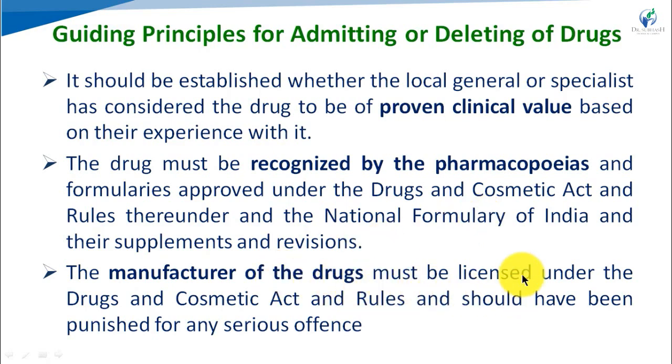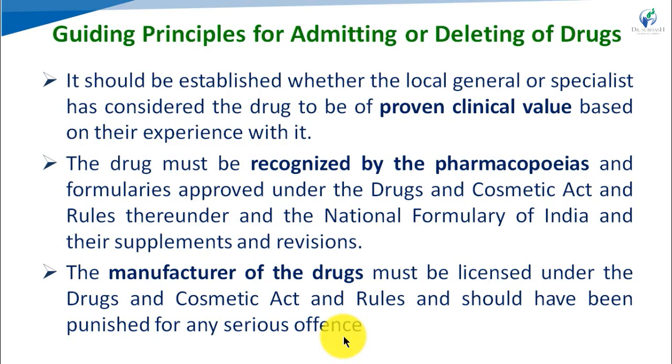देखिए यहाँ पे अगर हम procurement करते हैं regarding the particular product, then whatever the manufacturer is there, the drug must be licensed under the D&C Act rules, and the manufacturer should not have been punished for any serious offense. If the manufacturer is making any mistake or not maintaining the quality, then there might be some punishment or offenses that should be included over here.